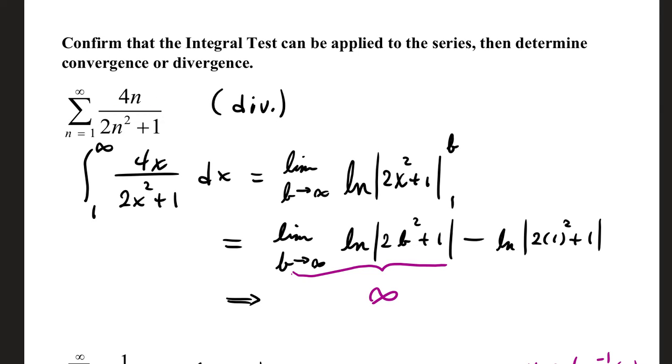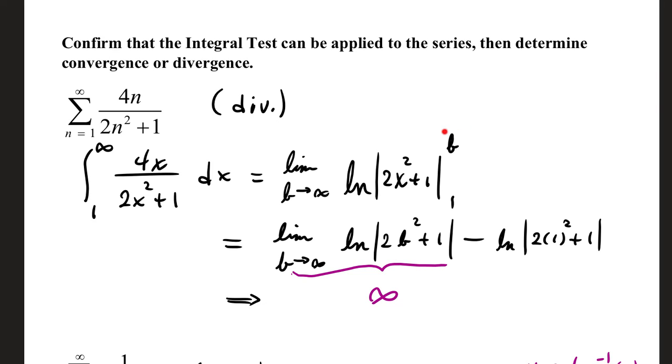Converting this nth term to a function of x, integrating from 1 to infinity, our denominator has a derivative of 4x, which is exactly our numerator. That makes it a perfect antiderivative of natural log. So natural log of our denominator, absolute values. You can actually get away with parentheses because that's never negative or 0, but absolute values will cover you.